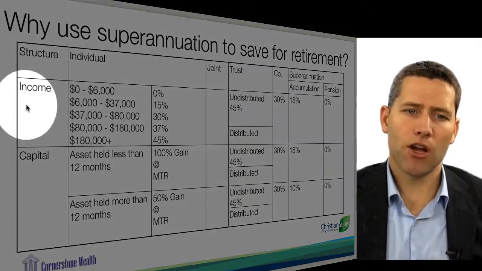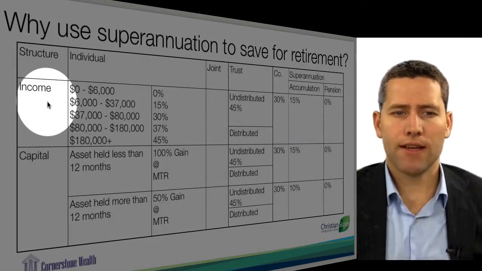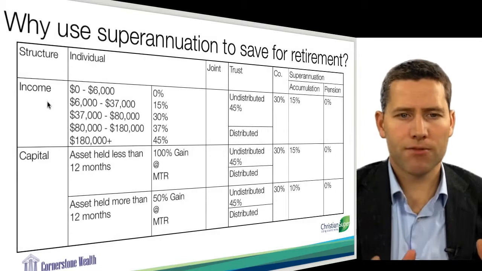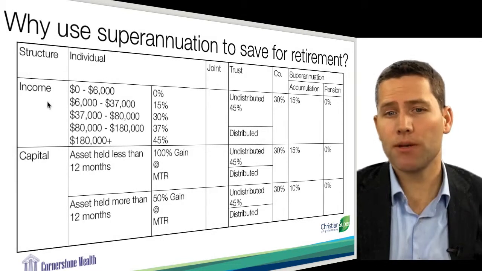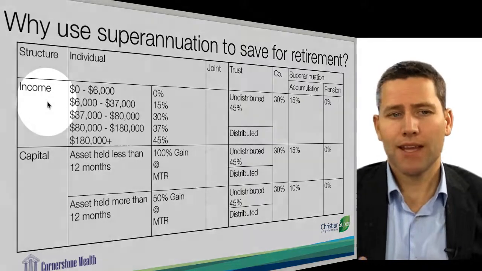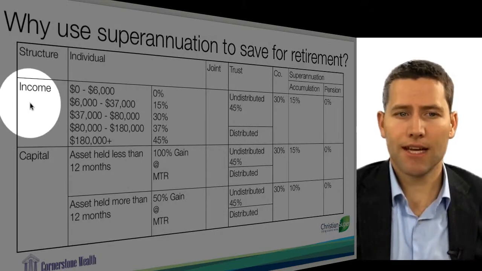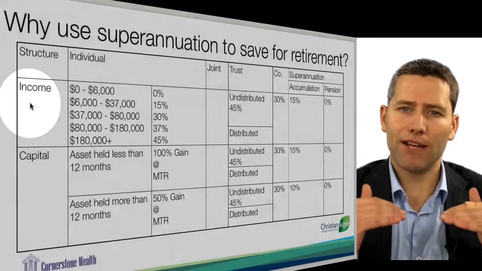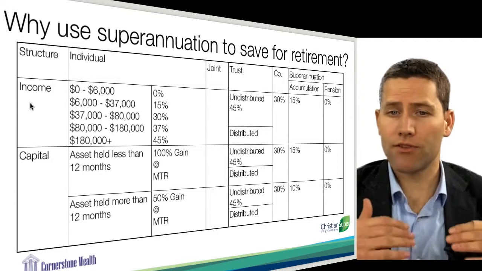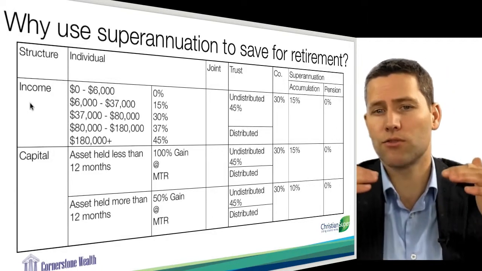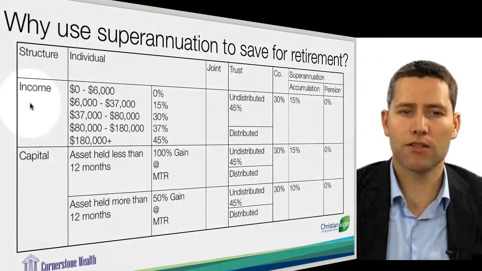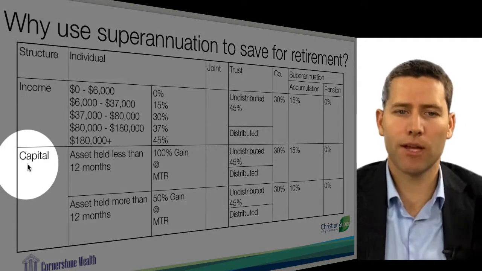Now, any investment derives either income or capital gain. Now, to explain the difference there, if you think about an investment property, so a residential investment property, that will generate rent, that's the income, or it might go up in value. So a property that you buy for $200,000 might go up in value to be worth $300,000. So that's the capital gain, it going up in value.